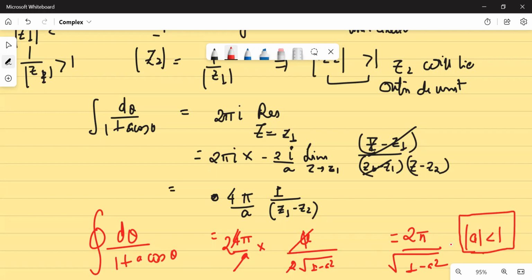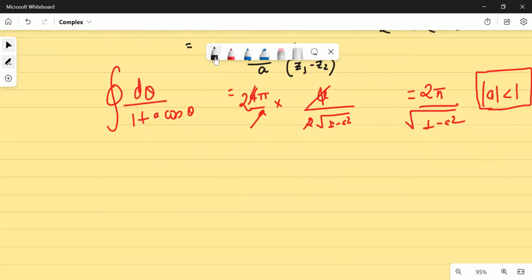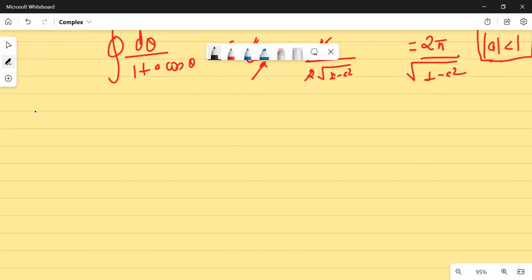Yes, sir. Okay, so this is one. And another thing that you can do is, let's say, what to do if your numerator is occupied by some trigonometric term. So let's say if I have this sort of integration. Question number two: if you have the integral from 0 to 2 pi of cos 2 theta d theta divided by 5 minus 4 cos theta.